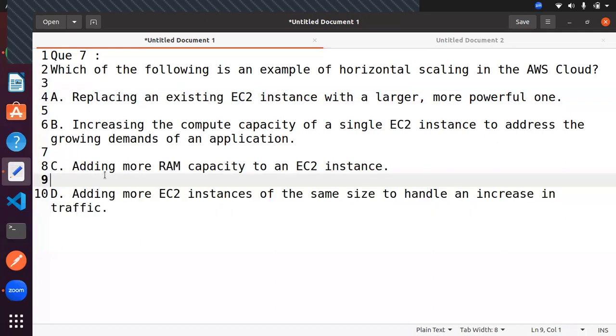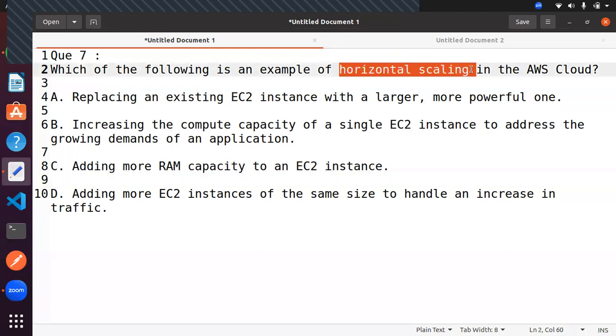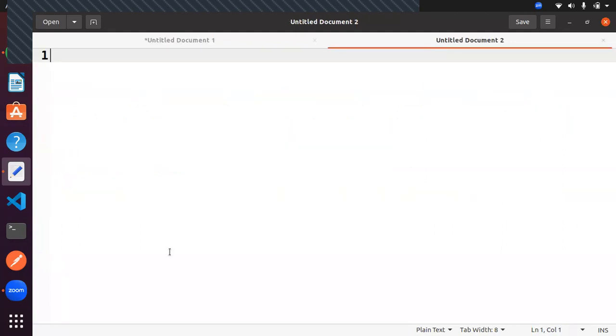Okay, first we should know what is horizontal scaling. Before that, we should know what is scaling. I will explain to you first about scaling, vertical scaling and horizontal scaling. Why is scaling required? What are the types of scaling?